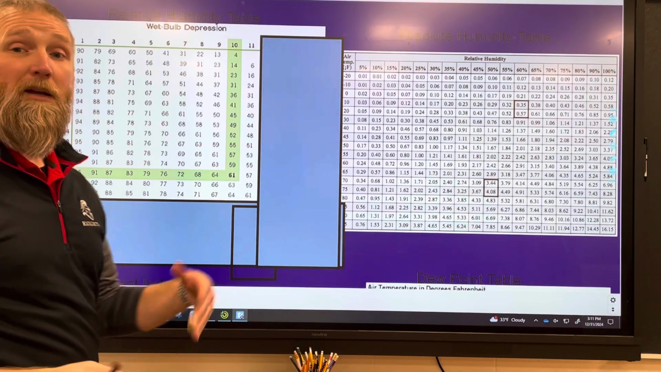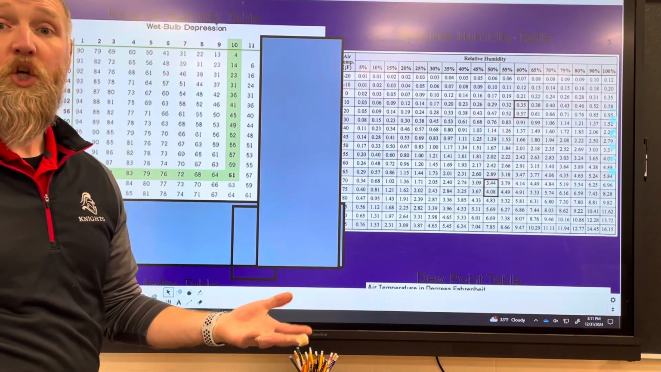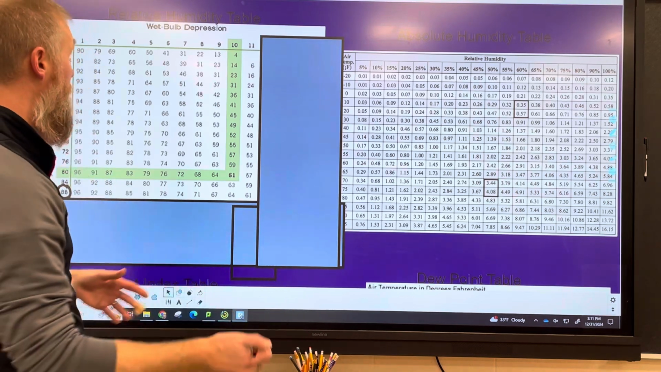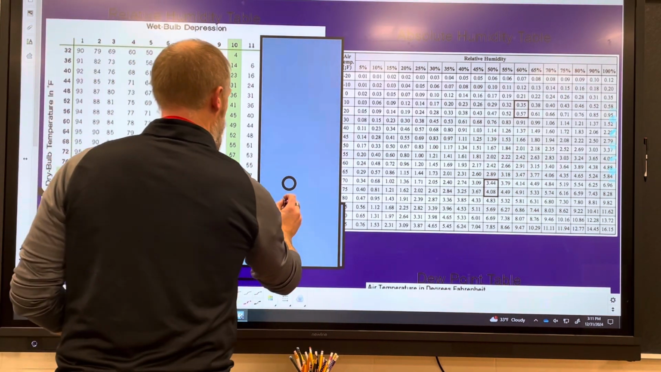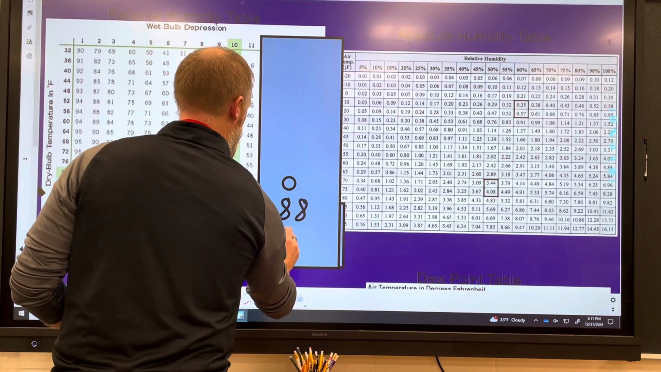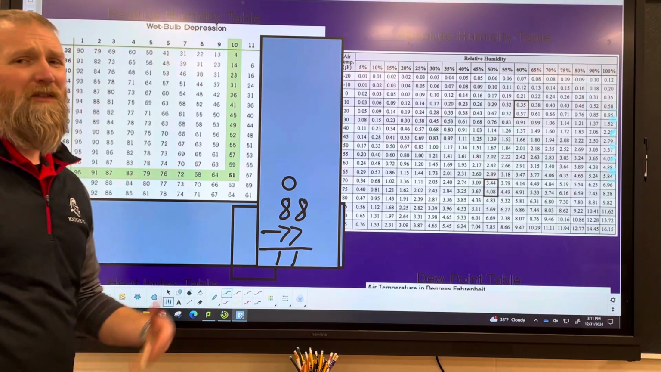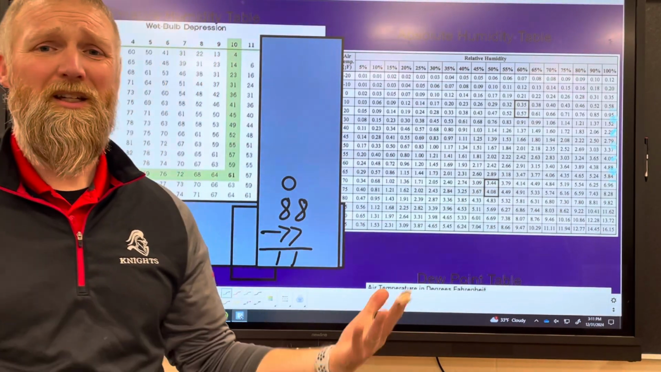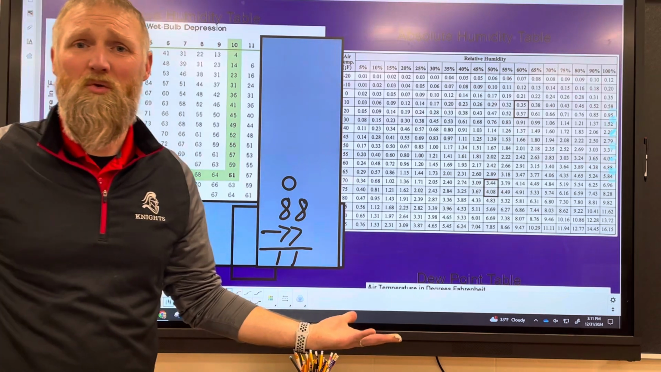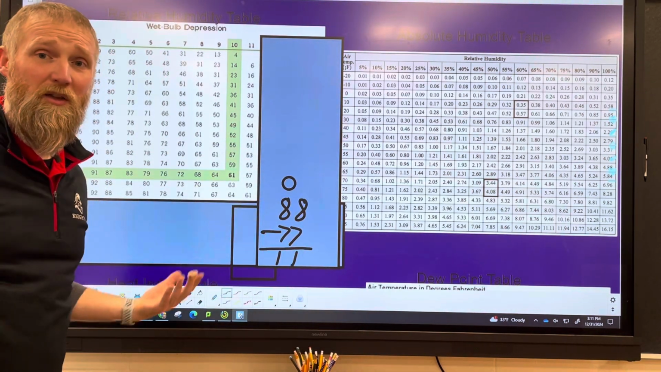The second number I had was 77. So 88 minus 77 will give me my change in temperature. 88 minus 77 is going to give me 11. If you can't do that in your head, use a calculator. There's no shame in that. It's a tool. Use tools the way they're meant to be used. They're great things.